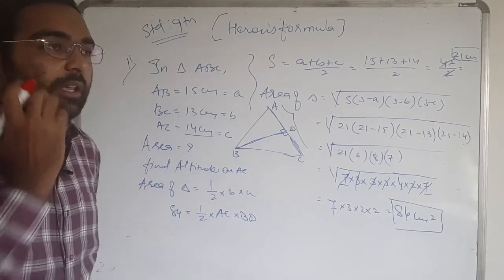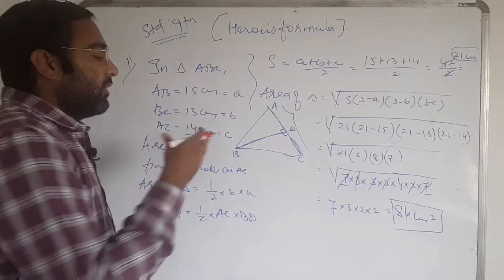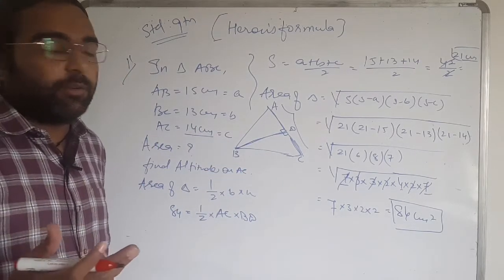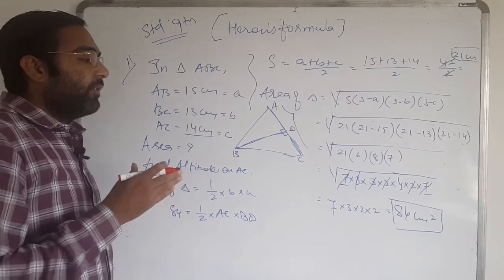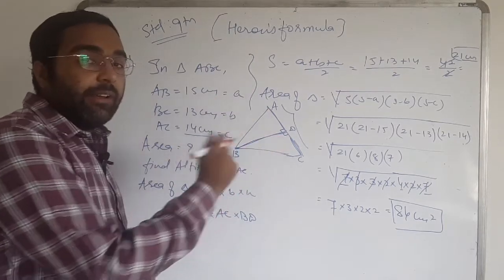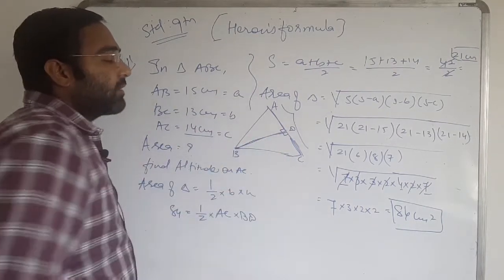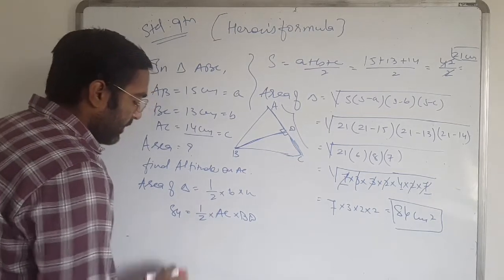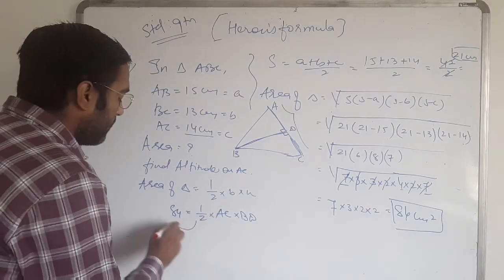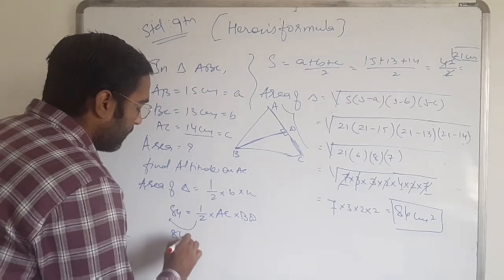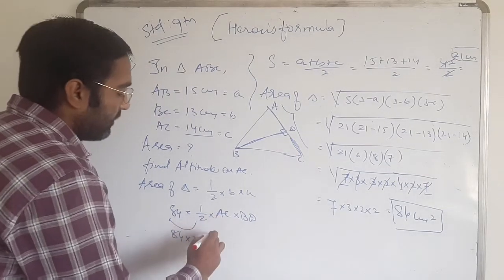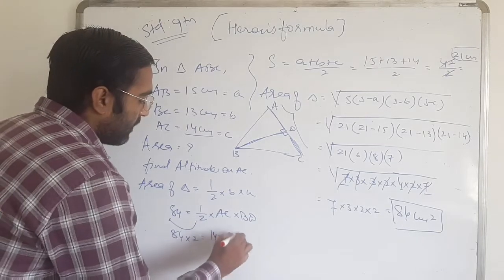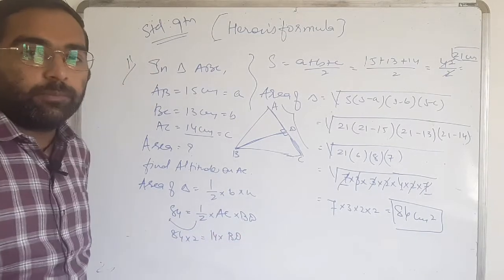How do we say that it is the base of the triangle? Any kind of altitude formed on a side, that side is called the base of the triangle. Now 2 shifted to the other side, so 84 into 2 equals AC, that is 14, into BD, which we have to find. Clear?